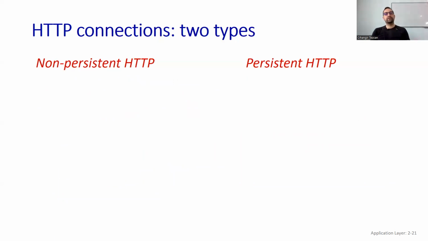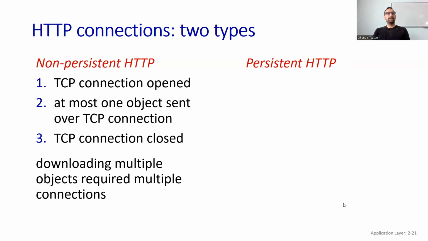So HTTP connections have two types. Let me explain what they are, and then I will explain how you can choose. In non-persistent HTTP, the TCP connection is opened by the handshake, which we will mention in a minute. At most one object is sent over the TCP connection, for instance the HTML file, and then the TCP connection is closed. But in the HTML file, you will realize that there are some JPEG images, so you will repeat this process again and again to download all of those objects. So downloading multiple objects requires multiple connections.